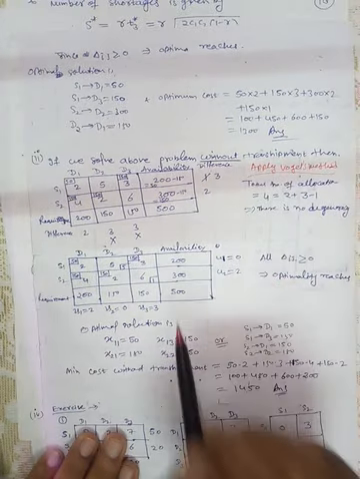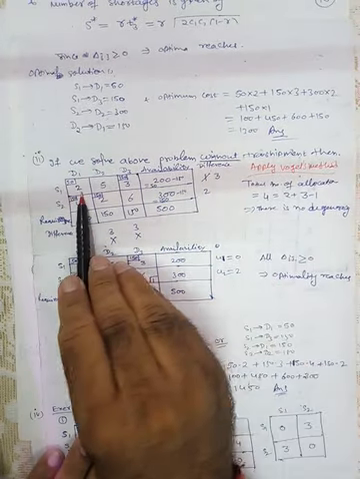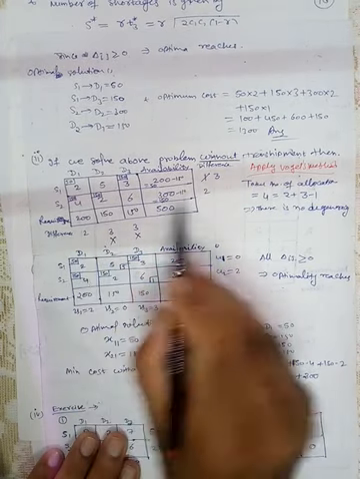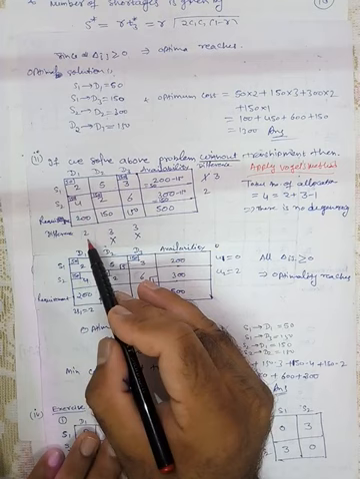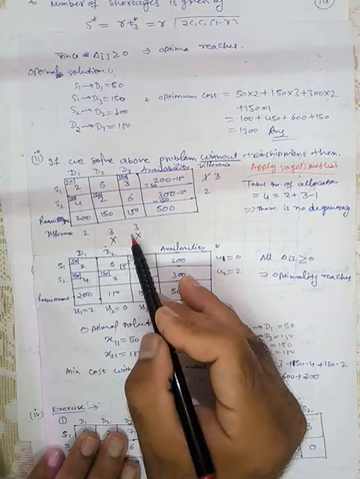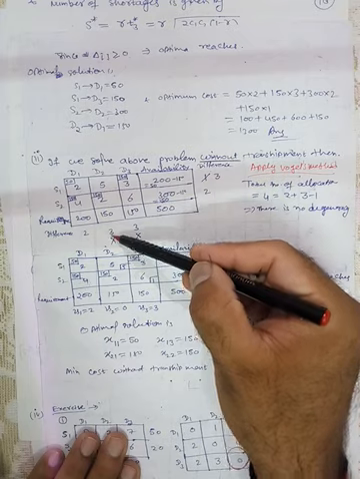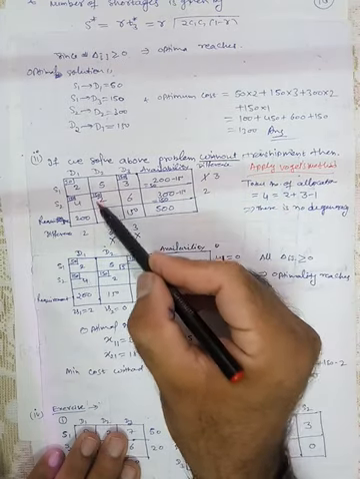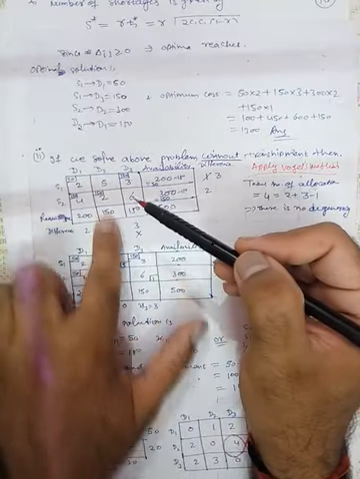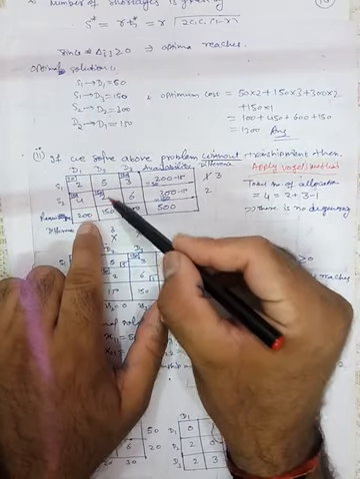Apply Vogel's method. So here the difference of 2 and 3 is 1. Here, 2 and 4, the difference is 2. Column-wise differences are 2, 3 and 3. So the maximum difference is 3. If you opt for this, the minimum cost is 2. If you opt for the second one, the minimum cost is 3. So we will take this, because here the minimum cost is 2.